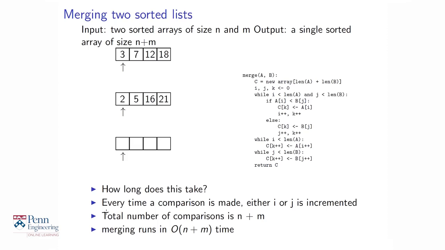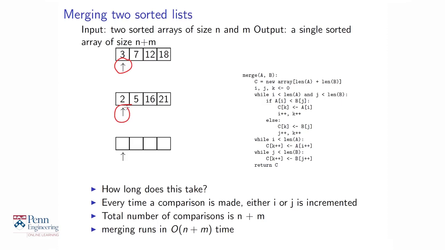So imagine that you have two sorted arrays. Here's an example. The first array has the elements 3, 7, 12, and 18, and the second array has the elements 2, 5, 16, and 21. And you want to create a single array that contains the result of merging all of these together. How might you do this? Well, one simple idea is to keep a pointer, indicated by these arrows here, to the leftmost element of both arrays.